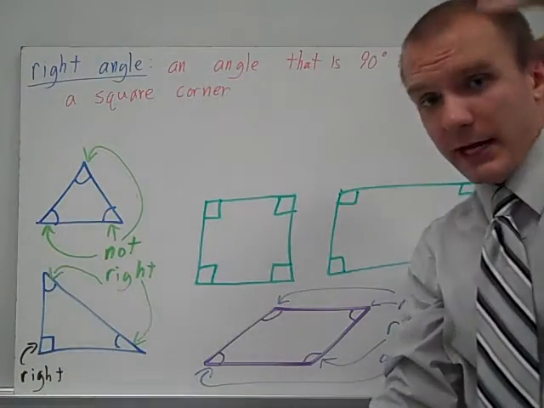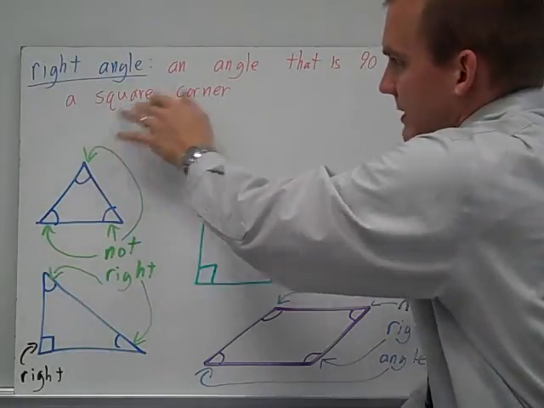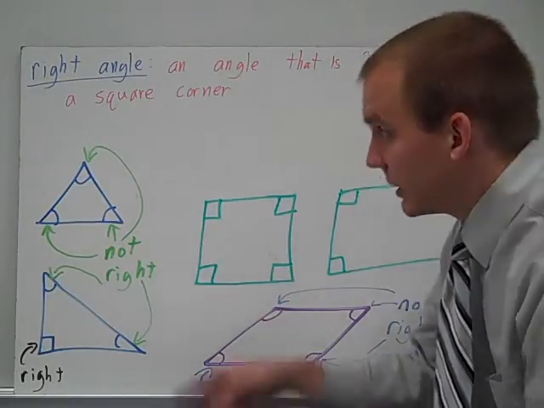Wait, what's a right angle? A right angle is an angle that is 90 degrees or a square corner. Let me start here with the square and talk about sides and angles and then go back to right angles.